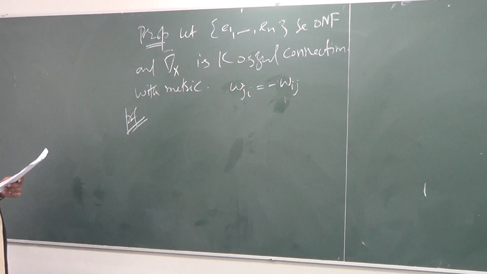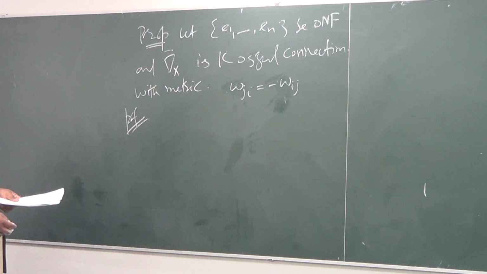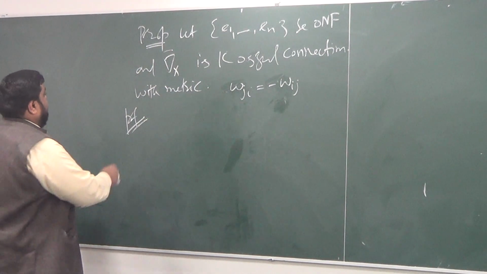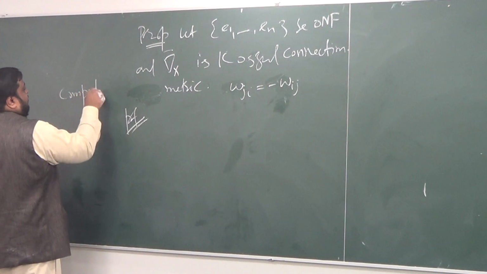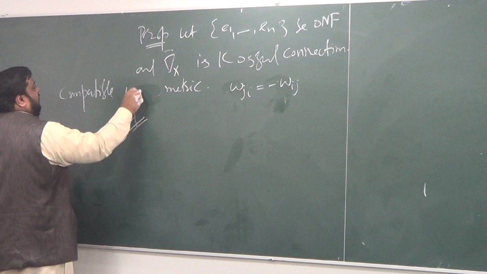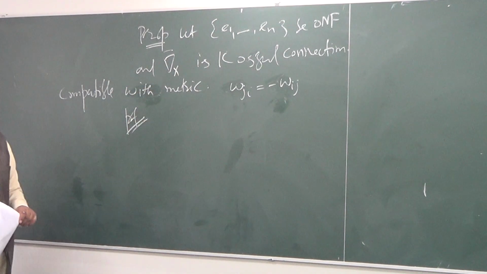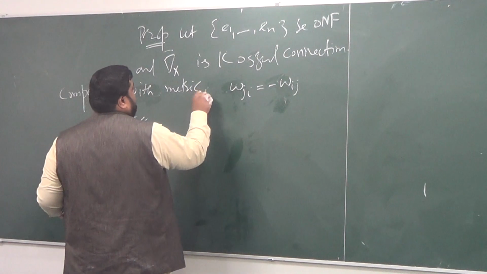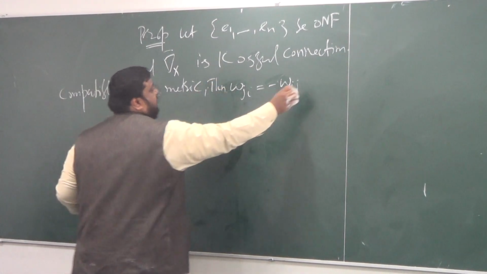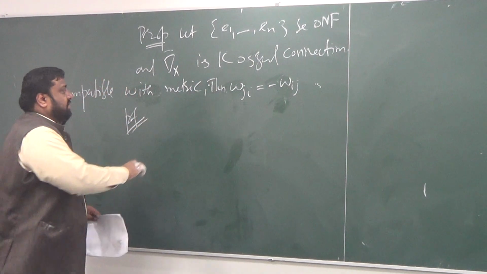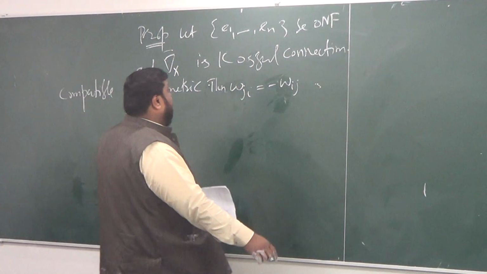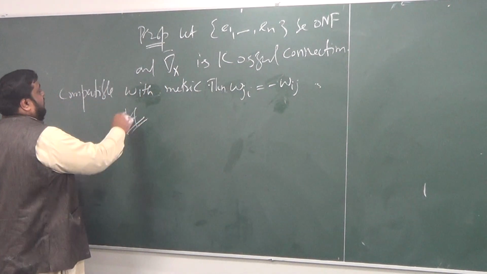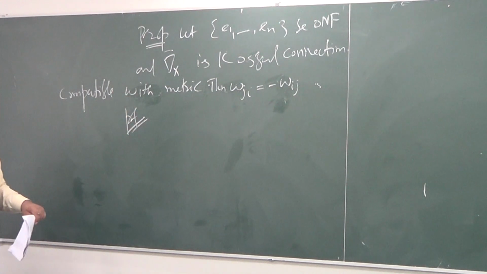Why is this true? We have a causal connection compatible with the metric. Then if this is the case, then you have... And how many of you remember the meaning of a connection being compatible with the metric?